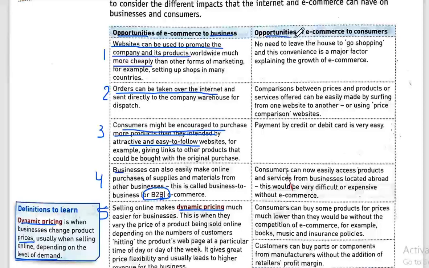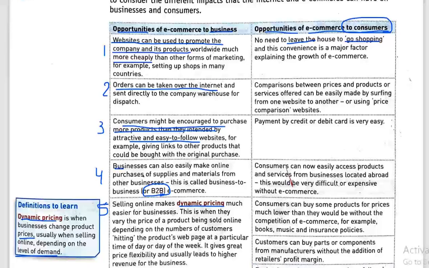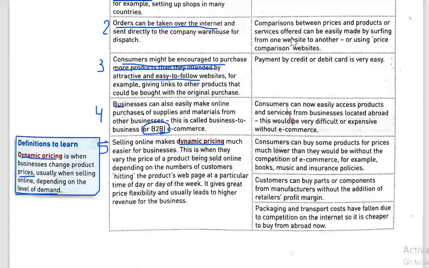Here we have opportunities of e-commerce to consumers. So as a consumer, what are the benefits for me from using e-commerce? Number one, there's no need to leave the house to go shopping, and I can go shopping whenever I feel like. It's one of the major reasons why e-commerce is expanding, because consumers feel that they can do the purchase process when they are just at home.